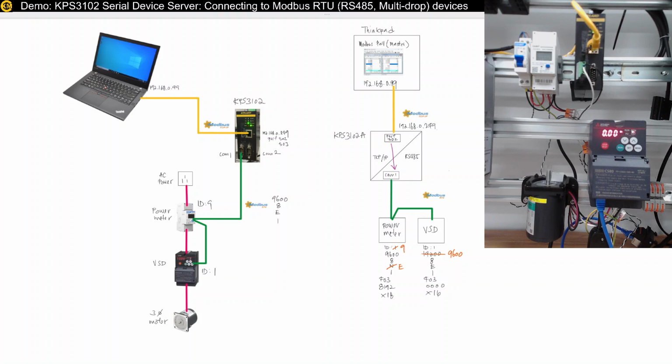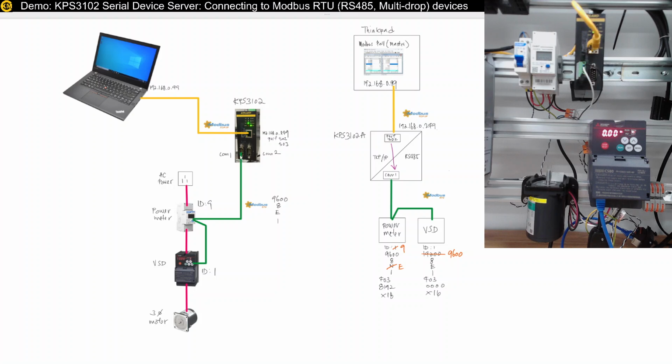KPS3102 Serial Device Server. Connecting to a Modbus device, RS485 multi-drop. When I mention multi-drop, this is the understanding: you see, it's some kind of daisy chain. Some people call it daisy chain.